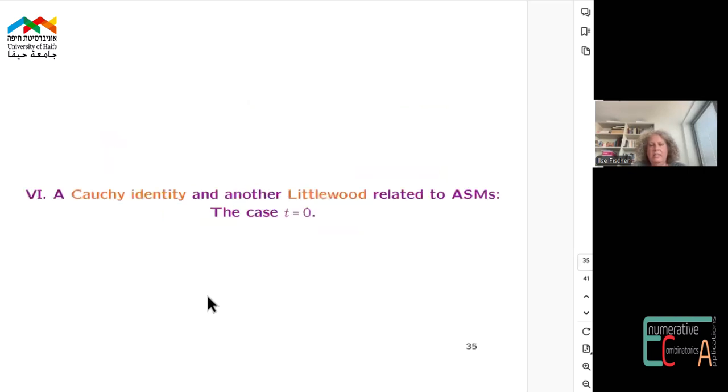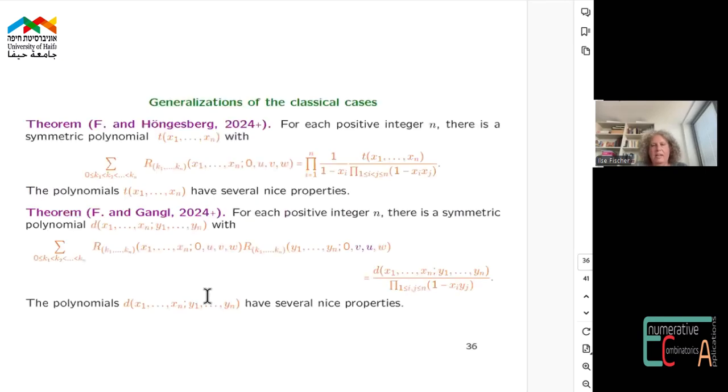Then very briefly, I will tell you something about another case where we have a Littlewood identity and actually also a Cauchy identity. So I was just considering the case T is equal to V is equal to U is equal to 1, but now we are considering the case T is equal to 0. And this is about papers that are about to be written. But in that case, we also have some kind of Littlewood and Cauchy identity. So let's look at what I've written here.